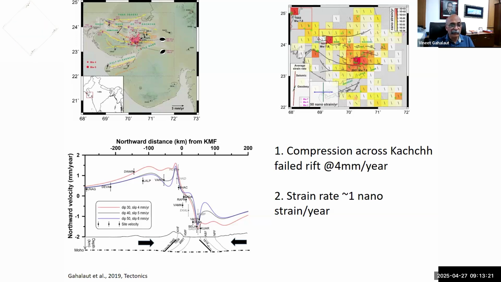the Kachchh failed rift region. If you look at the strain rate in this region, mind you, the strain rate in Himalaya was about 70 nanostrain. The strain rate here is about 1 to 2 nanostrain. In fact, it's about 5 nanostrain in the Kachchh failed rift region.